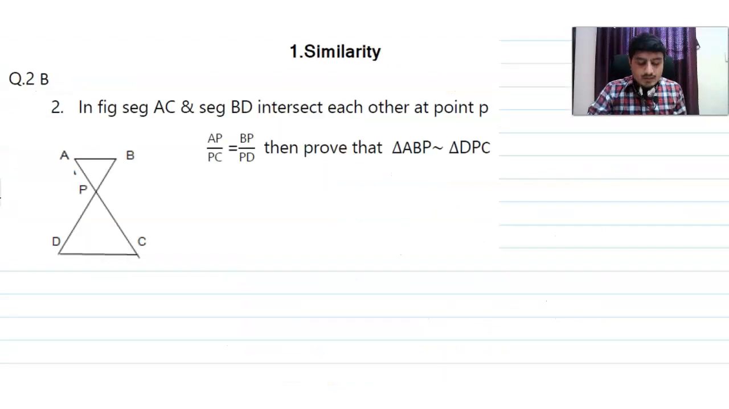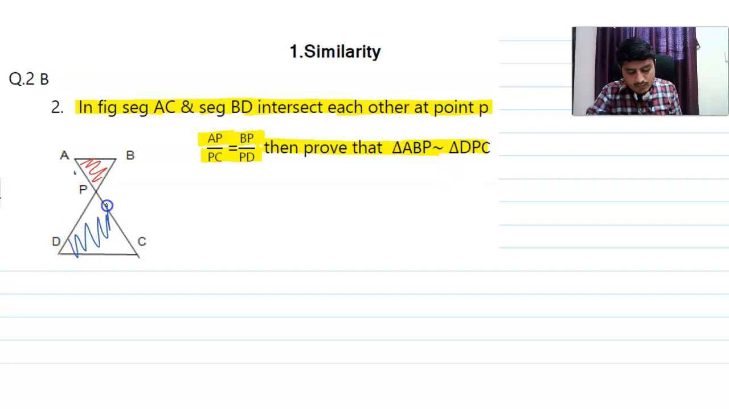Now look at the second question. In the figure, segment AC and segment BD intersect each other at point P. AP divided by PC is equal to BP divided by PD. Then prove that triangle ABP is similar to triangle DPC. Look at the triangles first. We have APB as the uppermost triangle and DPC as the lowermost triangle.